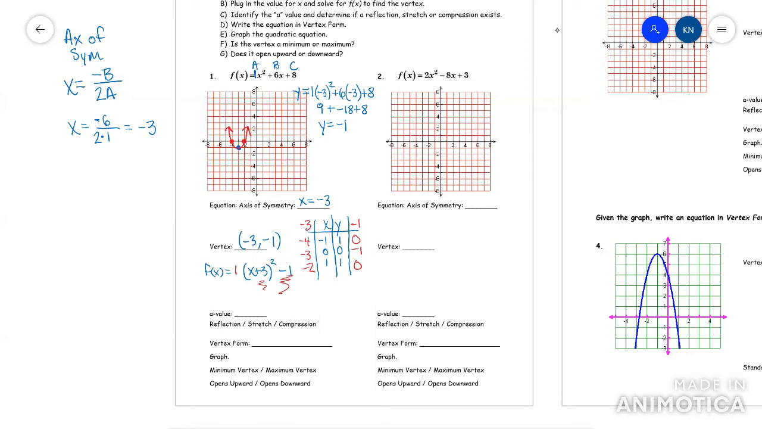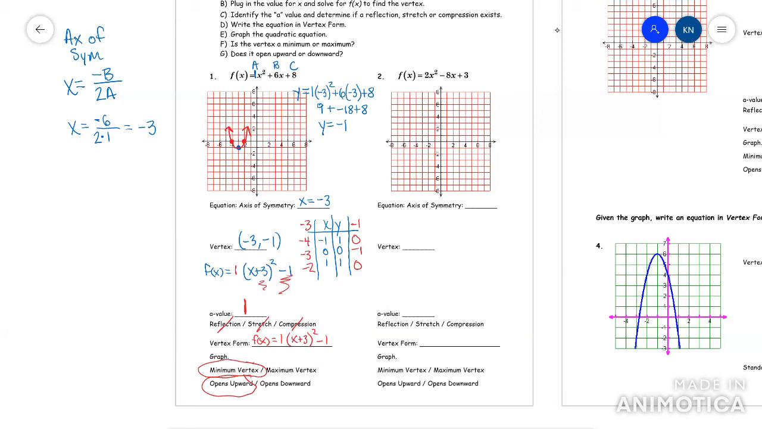And that's it. So my A value is 1. There was no reflection. Since it was an A value of 1, there was no stretch or compression as well. In vertex form, it looked like this. The graph is right here. The vertex, this blue dot, is the lowest on the graph. That means it's a minimum. And this graph opens upward. All right, just like that.